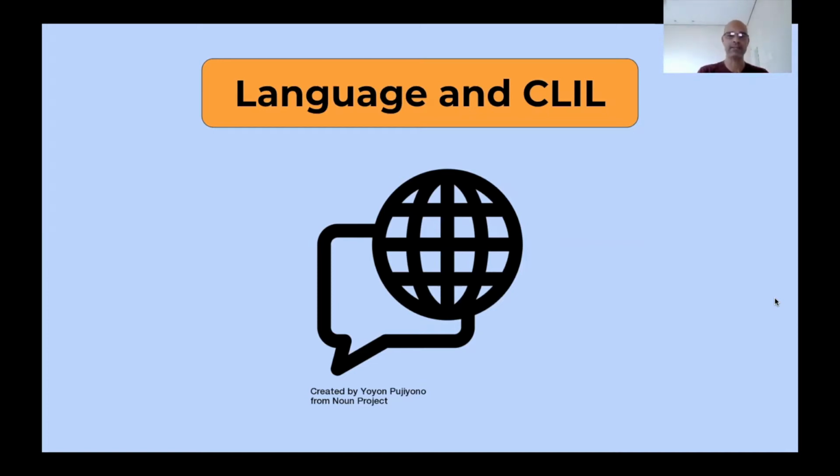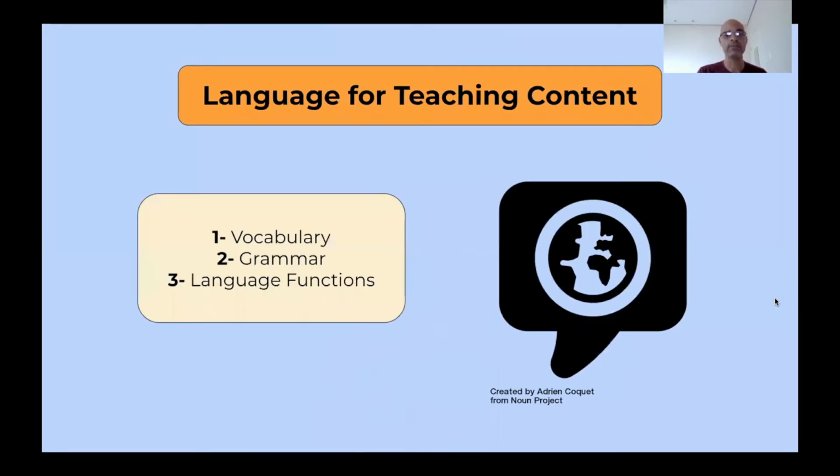So what aspects of language, especially when we're teaching a content subject, do we need to be aware of when using CLIL? As far as CLIL is concerned, when it comes to language for content, we need to be aware of three main aspects of language. As you can see here: vocabulary, grammar, and language functions. Let's talk about each one of these briefly so that we can understand what we mean.